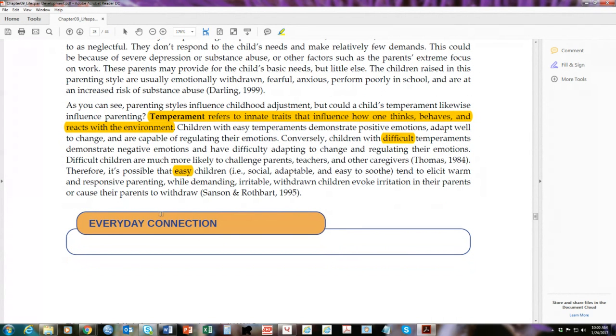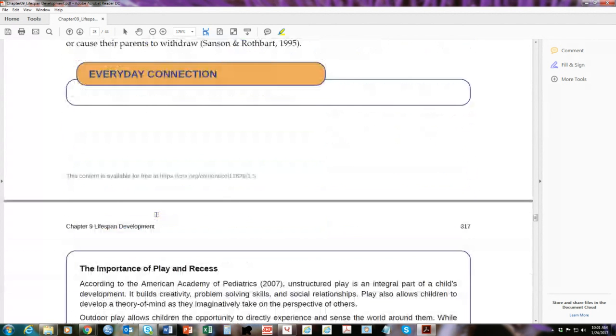Easy temperament, we sometimes hear that term, the easy temperament, the adaptable, easy to soothe. Well, those are the reinforcing ones to interact with, right? So if you have a baby that smiles when you smile, hey, that's pretty cool. It's fun to interact with that infant, and so they elicit a warm, responsive parenting more so than a child with a difficult temperament. So it really depends. It's a two-way street. The development of personality is through interaction, and those first interactions are important, especially with parents and caregivers, because that really sets the stage for subsequent interaction patterns later on.